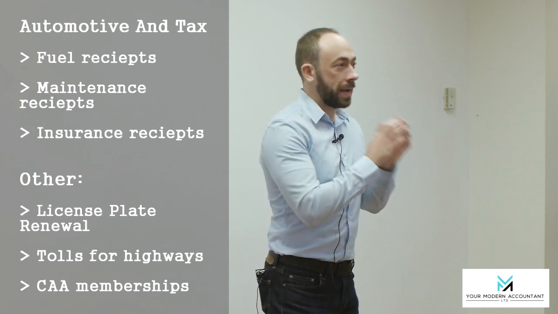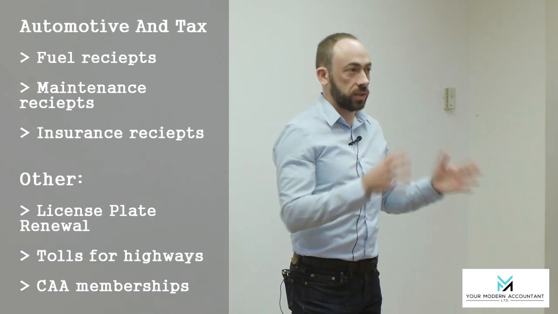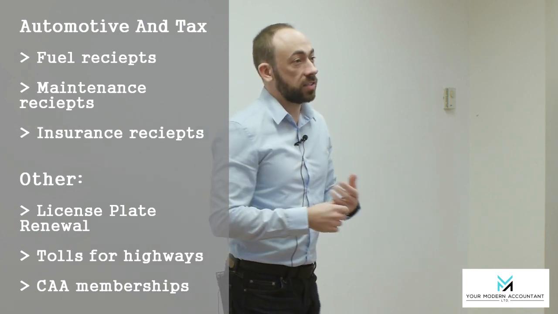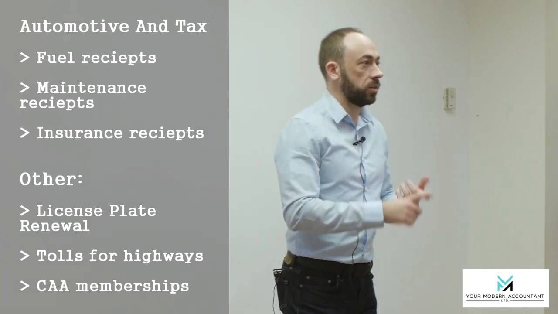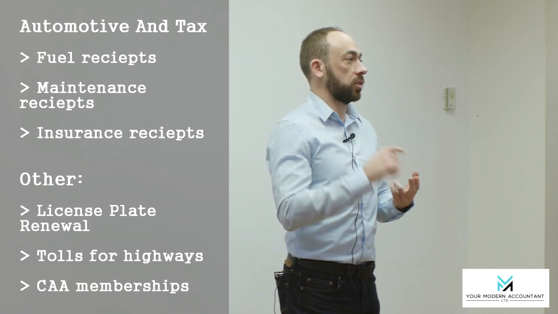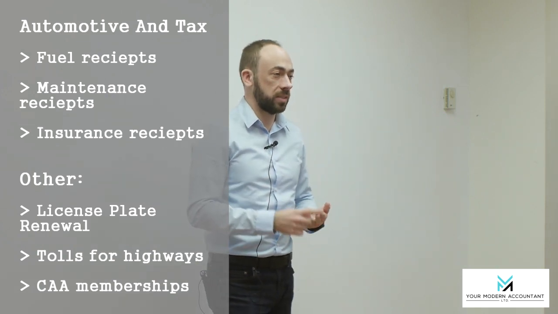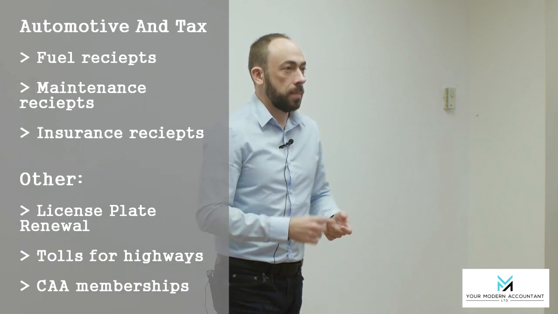That's the only proof they really could get, right? So with automotive, you save all the fuel. You save all your maintenance receipts for the year, and you save your insurance receipts for the year, which would just be the one statement anyway. If you have additional costs like license plate renewal and things like that, you save those. If you have tolls that you happen to drive on for work specifically, you'd save those. And CAA memberships, that includes too. And then we now have a total for fuel, maintenance, insurance, licensing, and other, right?